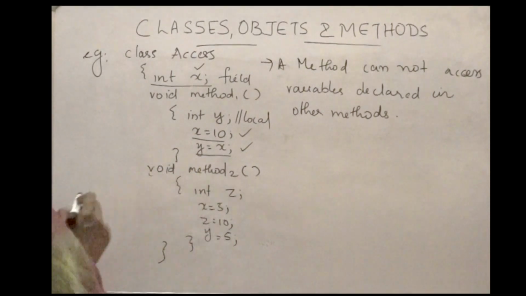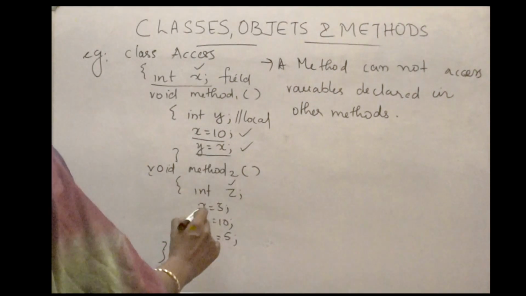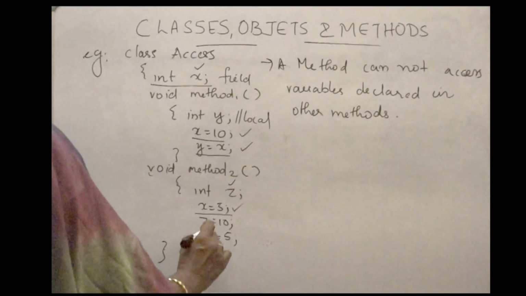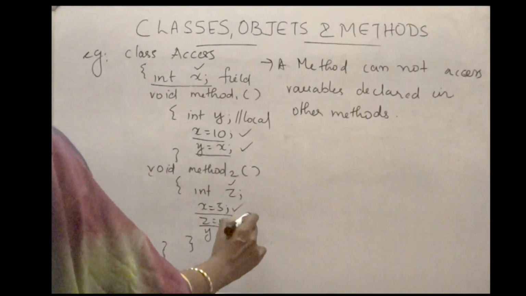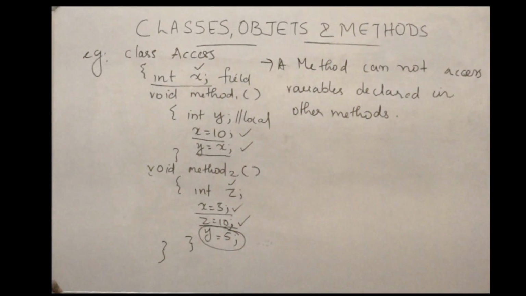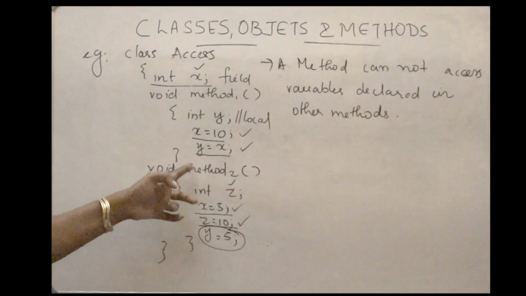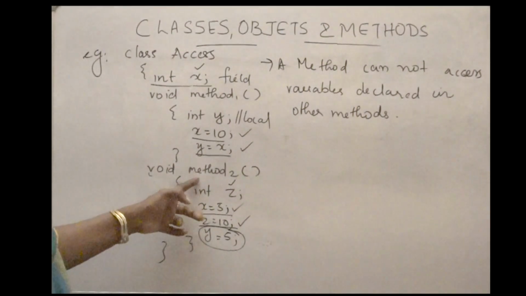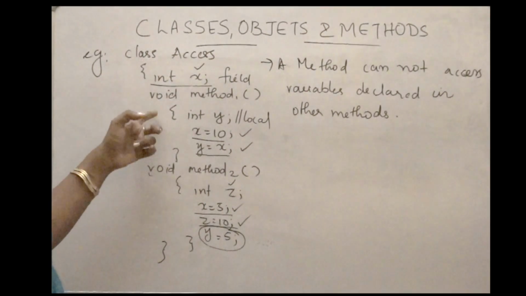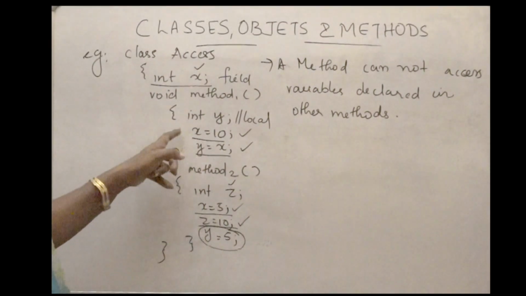While in this method, that is void method 2, we are declaring another variable z. Then x equal to 5, that is also fine. Z equal to 10, it's also correct. Then y equal to 5. Actually y equal to 5 എന്ന് പറയുമ്പോൾ y is not a member of this method 2. Okay, ഇപ്പൊ method 2 ഒരു മെമ്പർ അല്ല y, and also it is not a member of the class. ക്ലാസിന്റെ ഫീൽഡും അല്ല y. Okay, so y actually belongs to method 1.